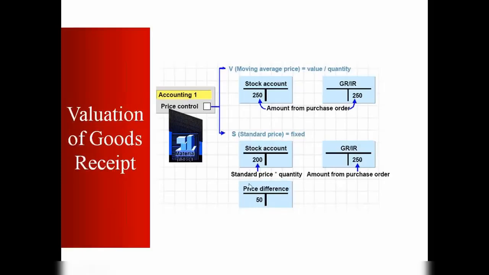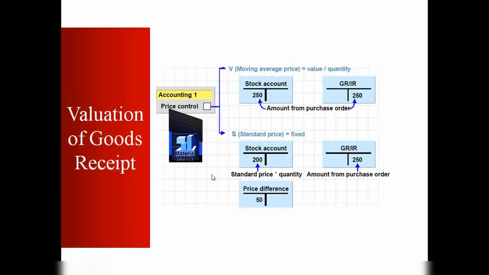And the price difference it will post here. So the main point to note is that in the stock account, when it is standard price, the system will always put the standard price here. It doesn't care what the purchase order value is. But in the case of moving average price, in the stock account it will always put the purchase order price. In this case it will put the standard price and put the difference here. So you can see they are different types of general ledger accounts, and one side is credit, the other side is debit in this one.